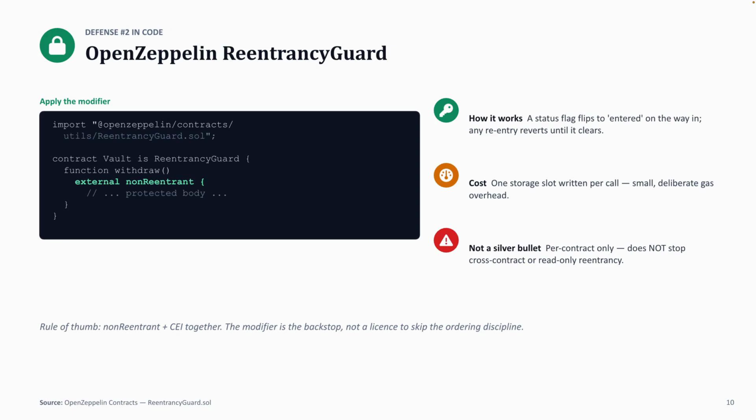OpenZeppelin's reentrancy guard. All you have to do is import OpenZeppelin's ReentrancyGuard, then inherit your contract from ReentrancyGuard. Wherever you have external calls, just add the nonReentrant modifier on those functions. So how does it work? A status flag flips to entered on the way in. When the first call comes in, the status flag is set to entered, and any re-entry reverts until it clears.